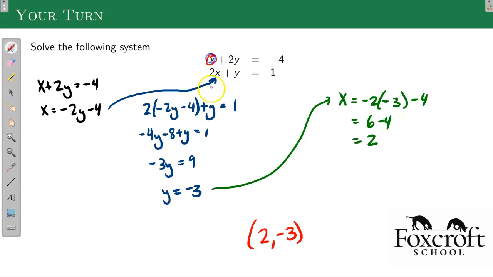I solved for this x. This y also makes sense to solve for. If you solve for that y, you do all the same similar steps. You just get the same answer at the end.